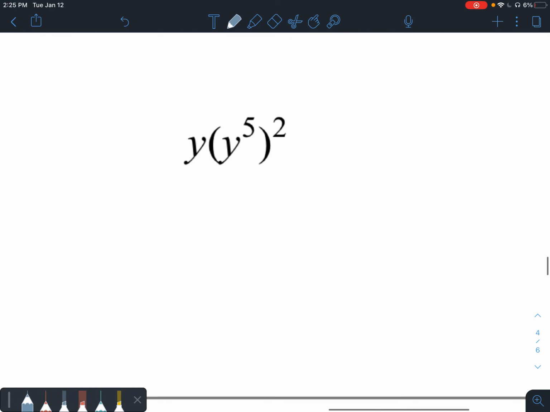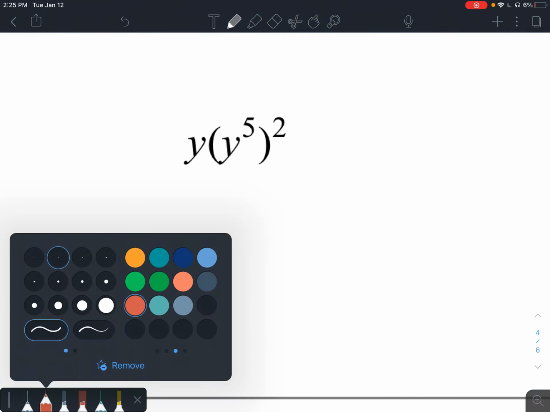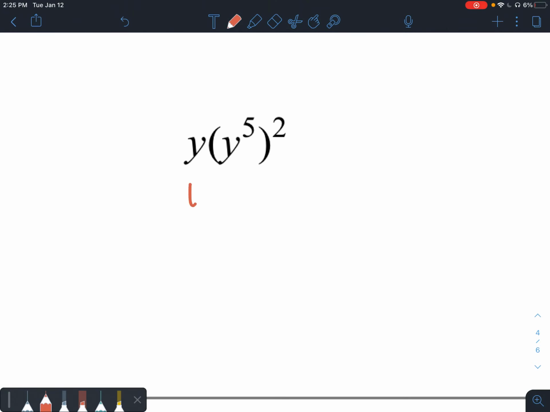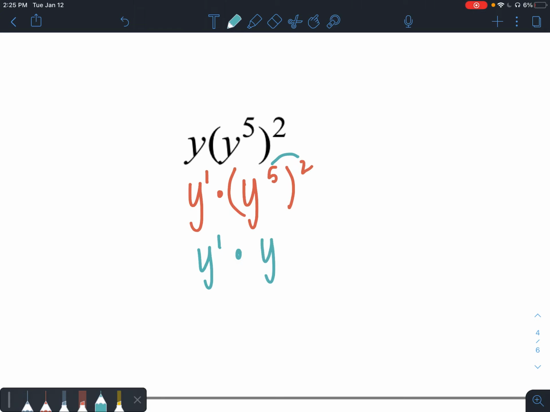Alright, finally this one here. Another way of writing this type of problem, it's the same as the last one. We can write it as y times y to the 5th, squared, like that. So this is y to the 1. We do want to do this exponent first, so we get y to the 1st times y to the 10th. Then we can easily add those exponents together to get y to the 11th.